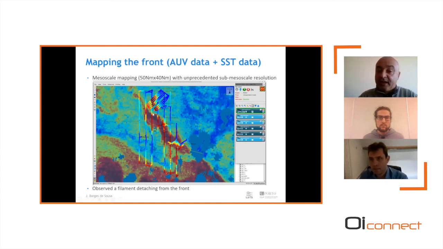Because initially we thought, hey, this is the front. Then we went south, and this is exactly what you saw: high salinity, then low salinity and high salinity again. So this looked crazy. And it was then that we decided, okay, let's go for a mesoscale mapping with unprecedented submesoscale resolution.